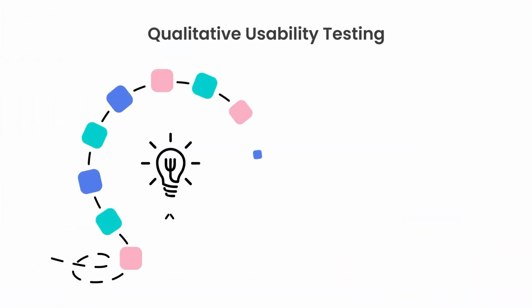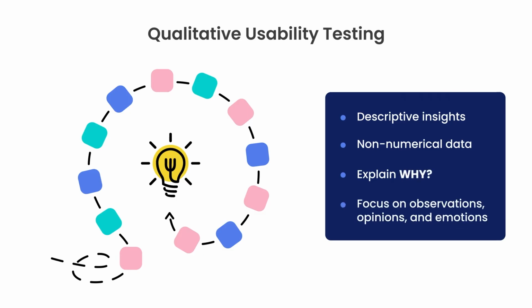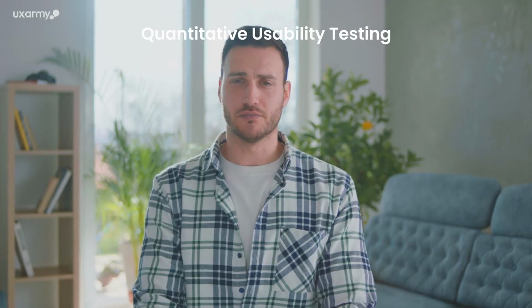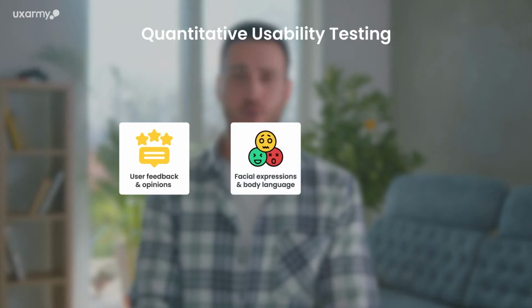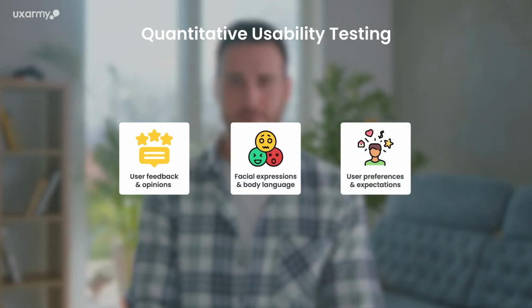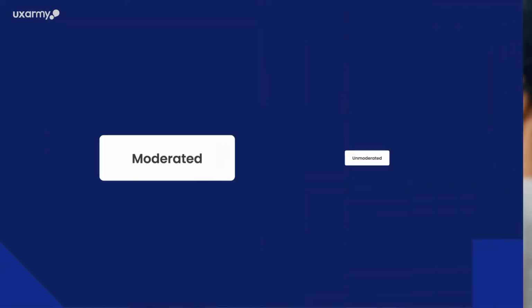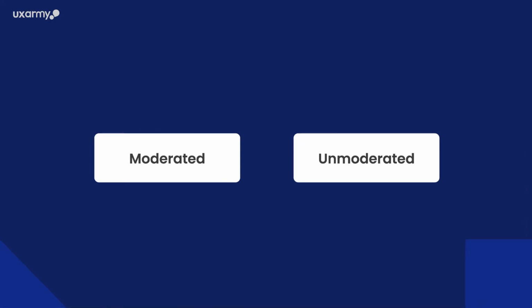On the other hand, qualitative usability testing collects descriptive, non-numerical insights that help explain why users behave a certain way. Instead of numbers, it focuses on observations, opinions, and emotions. Some key types of this data are user feedback and opinions, facial expressions and body language, user preferences and expectations. Qualitative data provides deep insights into user behavior, helping teams understand why issues occur rather than just identifying that they exist. Now, let's explore whether moderated or unmoderated usability testing is the right choice for your needs.